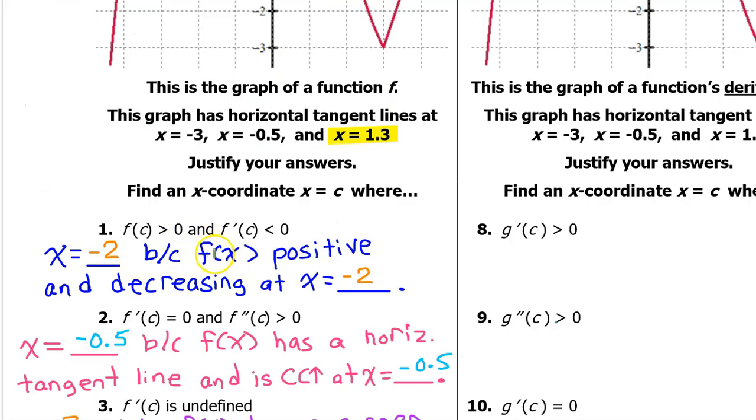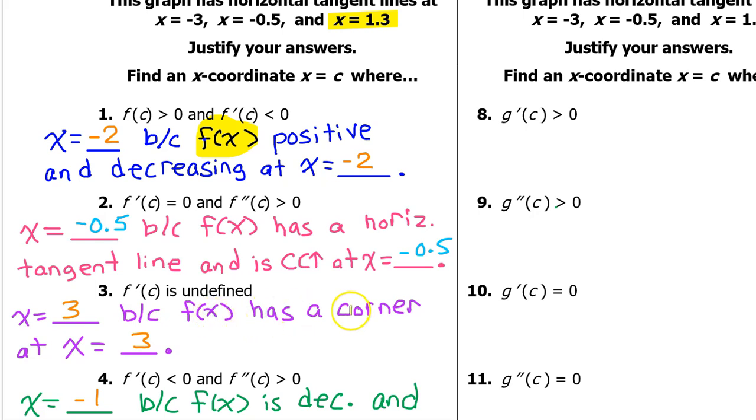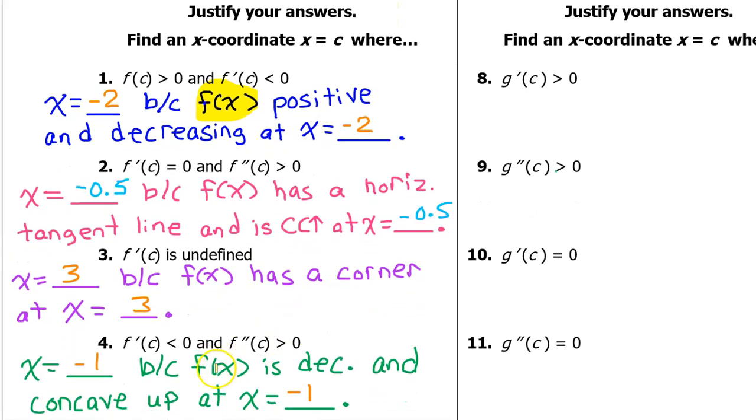The other thing I wanted to emphasize is that I specifically named f of x in every justification. I did not use vague words like the curve is positive, or the function has a horizontal tangent line, or the graph has a corner, or worst of all, it is decreasing. Instead of using vague words like the curve, the graph, the function, or it, I always say f of x. You do the same.